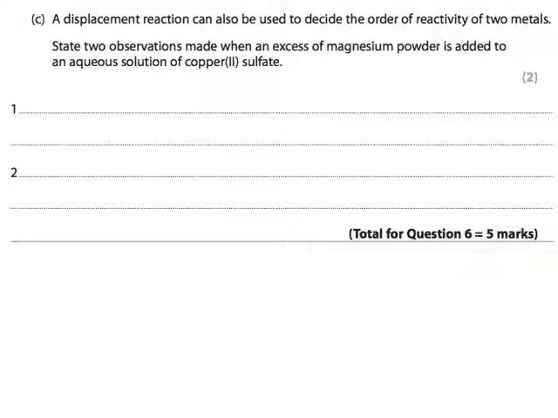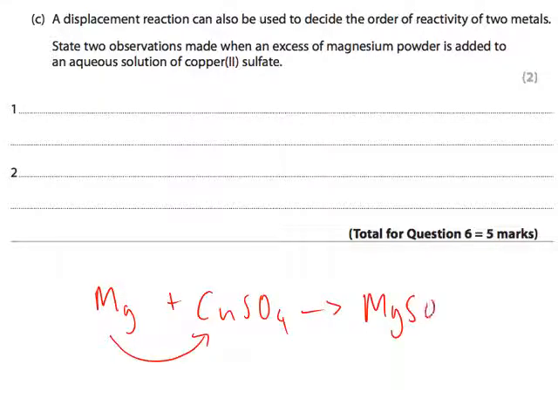Okay, so for this, sometimes it does help to write out the equation or what's happening here. So we have two metals. We have silver magnesium powder added to copper sulfate. That's going to react. Your magnesium is going to displace your copper, so you're going to get magnesium sulfate plus your copper by itself. So your first observation is that you'll see the reddish brown copper. The second one is, you know that copper sulfate is blue. That's going to turn colorless because magnesium sulfate is colorless.